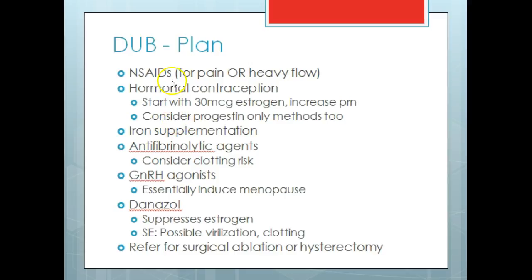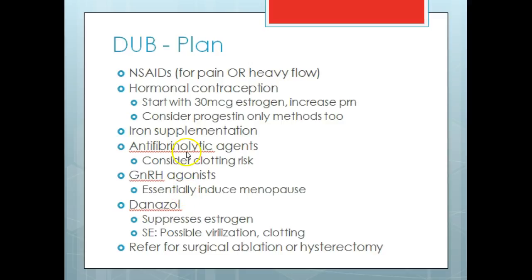If NSAIDs weren't working, the other thing I was going to say for hormonal contraception is not every woman can be on estrogen, so definitely consider progestin if the woman in front of you is going to be at risk or not be able to use estrogen if that's going to be a contraindication for her.